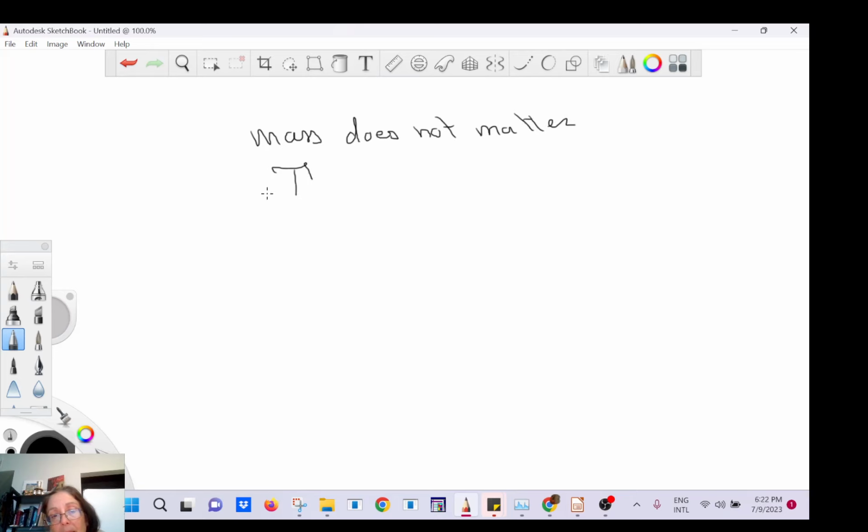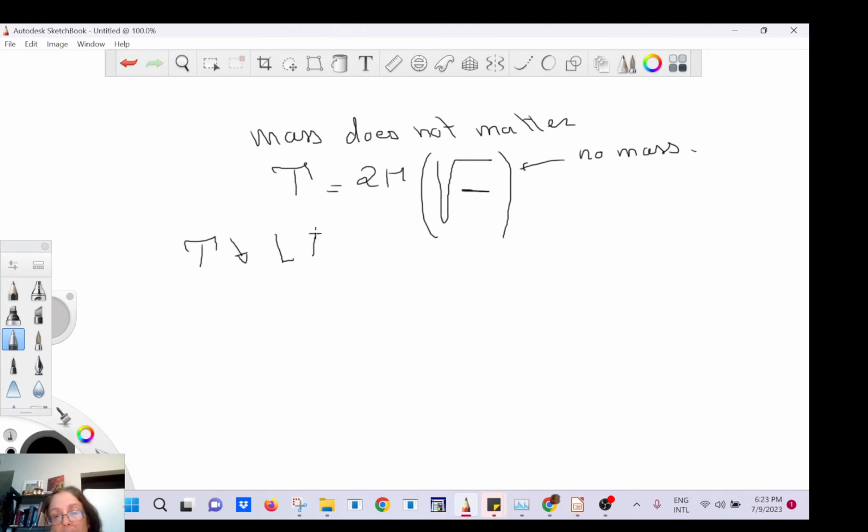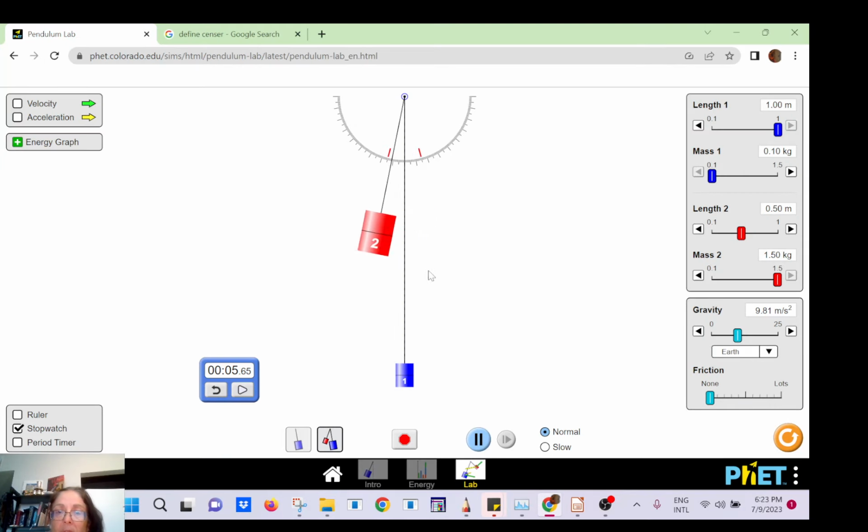So that means the period that we're going to find is going to be 2 pi because it's a simple harmonic motion. Then we're going to have something here with a square root like the spring, but we know there is no mass here. What else do we know? We know that the period is going to increase when the length of the pendulum is increasing. What else do we know? Let's see if we change the amplitude.